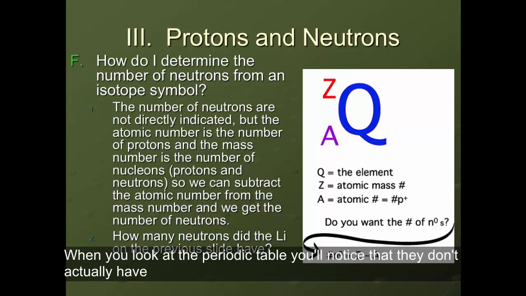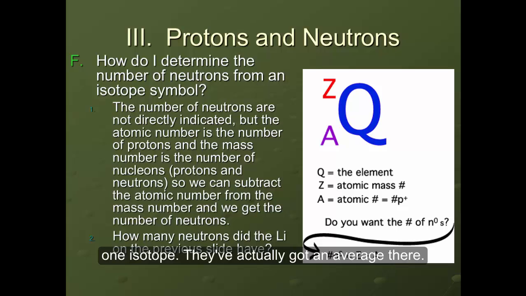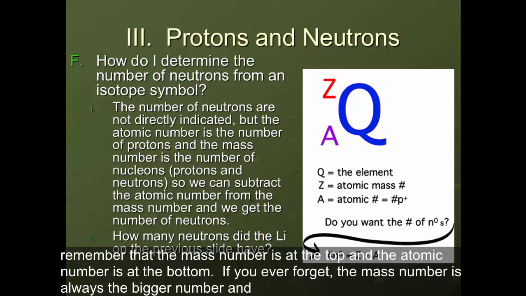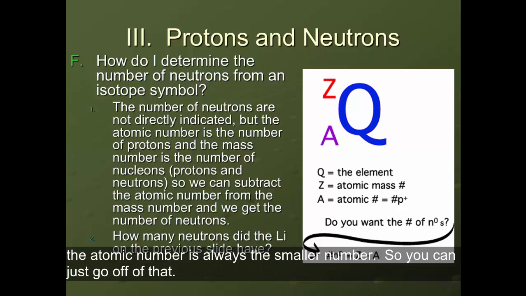When you look at the periodic table, you'll notice that they don't actually have one isotope. They've actually got an average there. So when we're doing the math from your isotope symbol, remember that the mass number is the top and the atomic number is the bottom. If you ever forget, the mass number is always the bigger number and the atomic number is always the smaller number. So you can just go off of that.